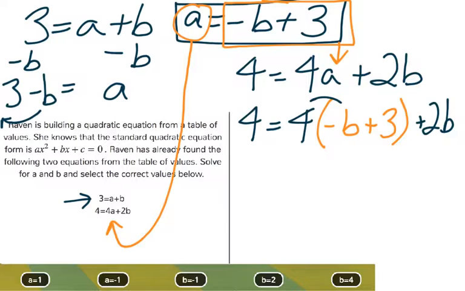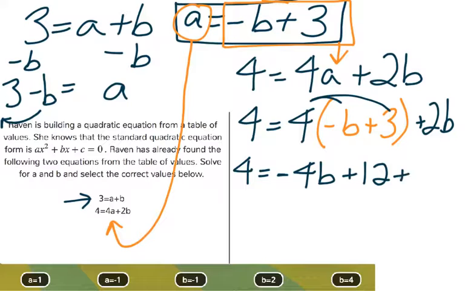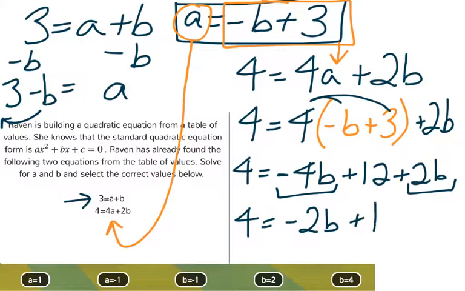Go ahead and distribute that 4. See what we get. 4 equals 4 times negative b is negative 4b. 4 times positive 3 is positive 12. And then plus 2b is still there. I need to combine like terms. These both have b in them. I have a negative 4b and a positive 2b, so that becomes negative 2b. Plus 12 is still there.